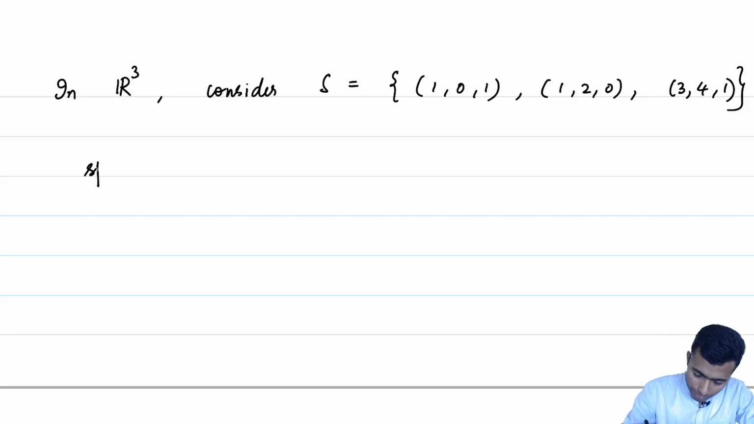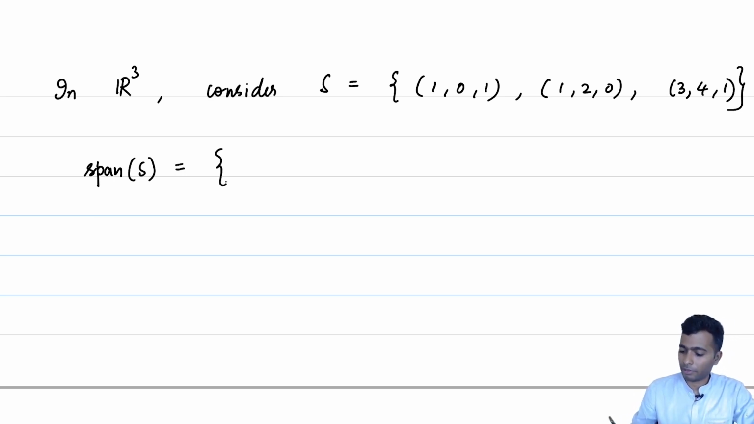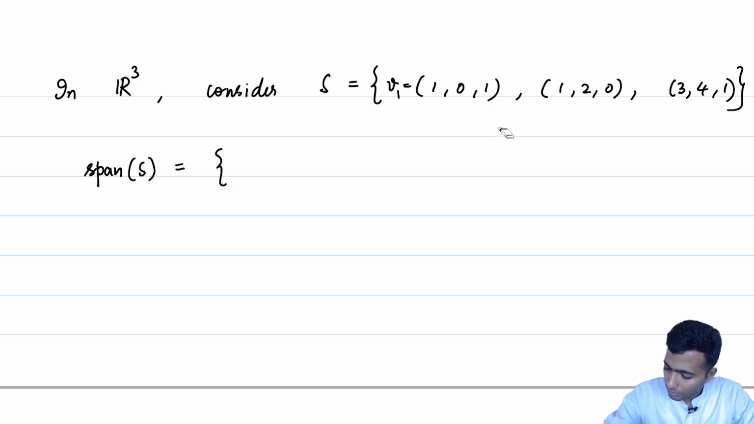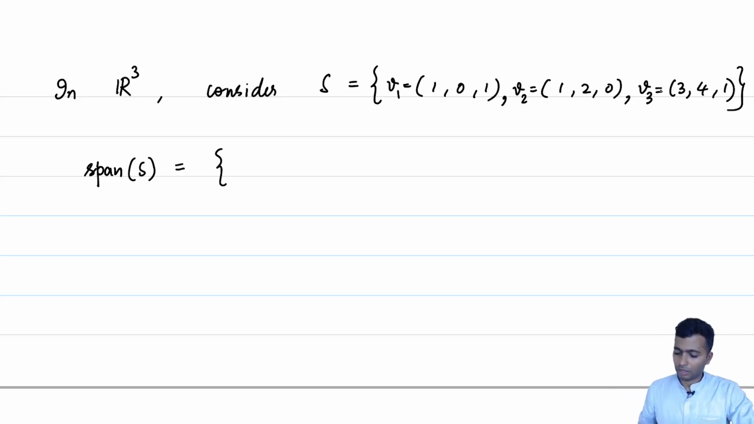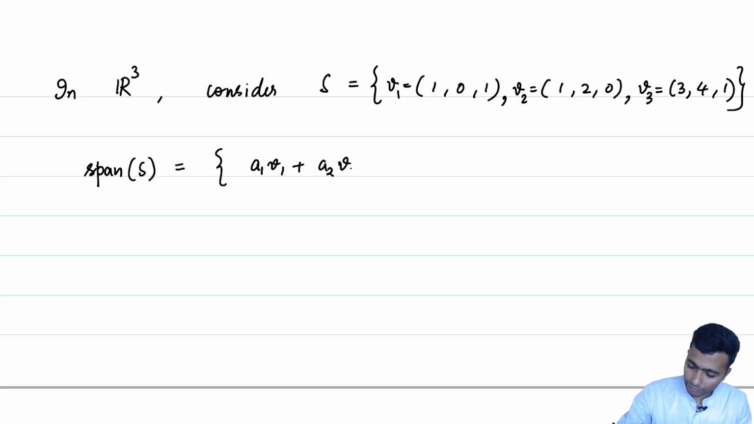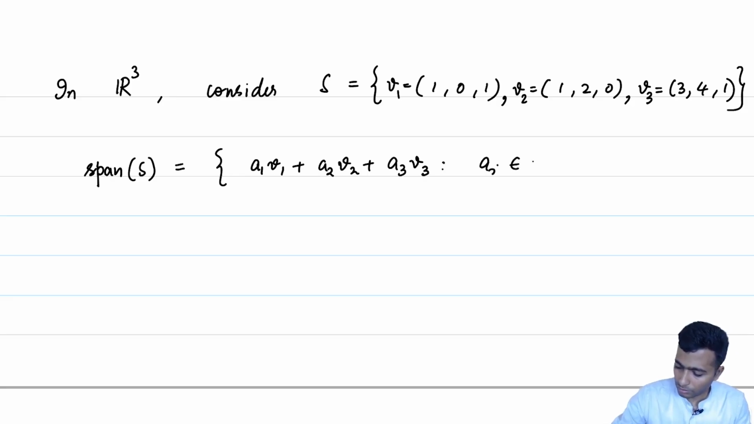So, if you recall, the span of S is by definition, we have already defined it, the collection of all vectors of the type a1 v1 plus a2 v2 plus a3 v3. Okay, so let me give a few names to this. Let us call it V1, let us call this V2, and let us call this V3. So, span of S is just going to be a1 V1 plus a2 V2 plus a3 V3, where ai belongs to the field of scalars, or in our case real numbers.